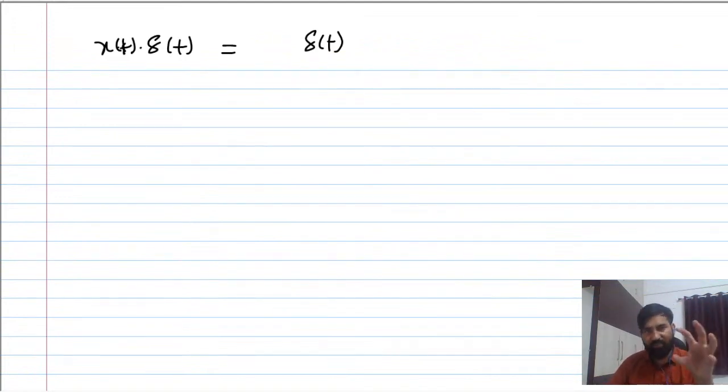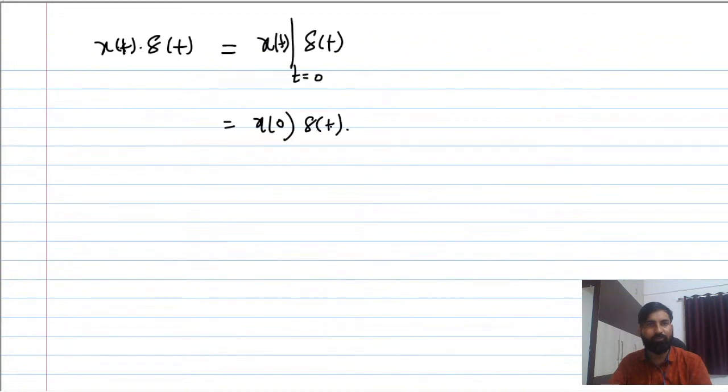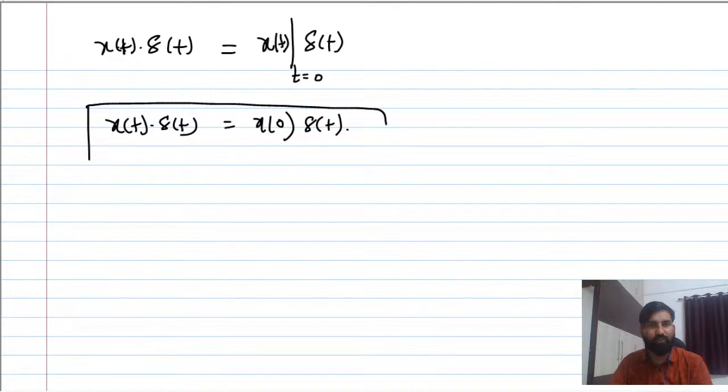If there is a continuous time signal and you are multiplying the continuous time signal with the impulse function, this operation is known as sampling, right? You will get only one sample value. What is that sample value? That sample value is nothing but the signal value x of t at t equal to 0, where the impulse function exists. So you can say that x of t delta of t is nothing but x of 0 delta of t.